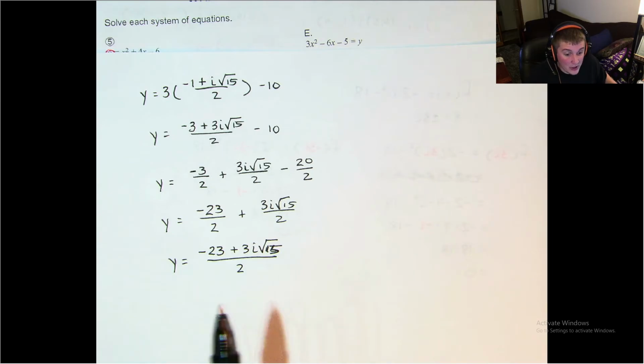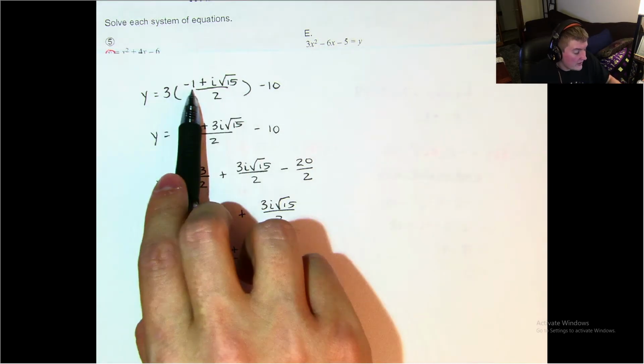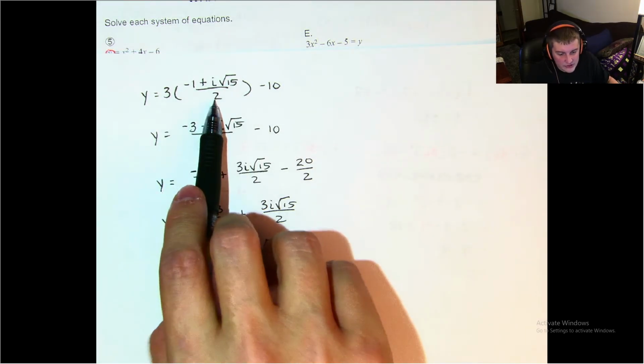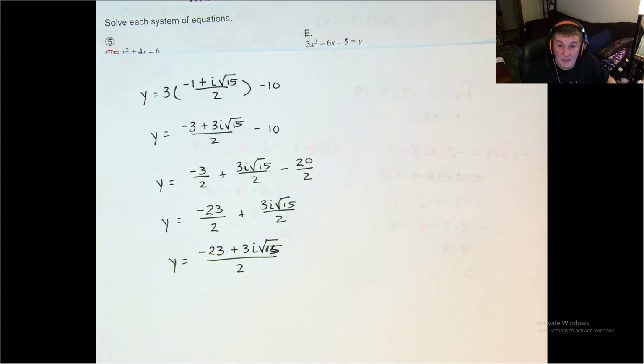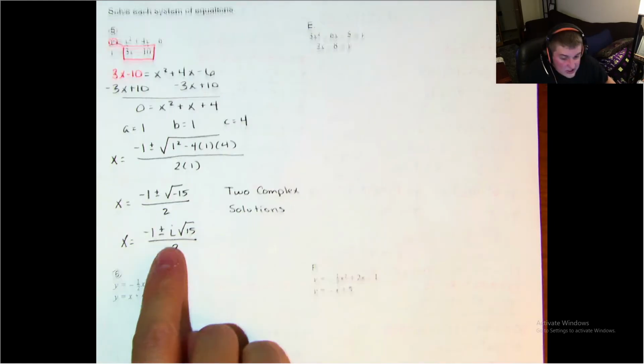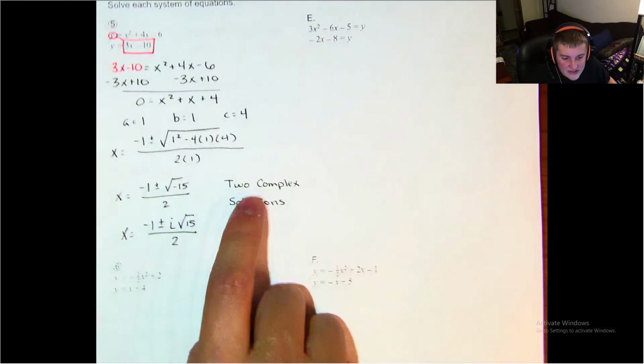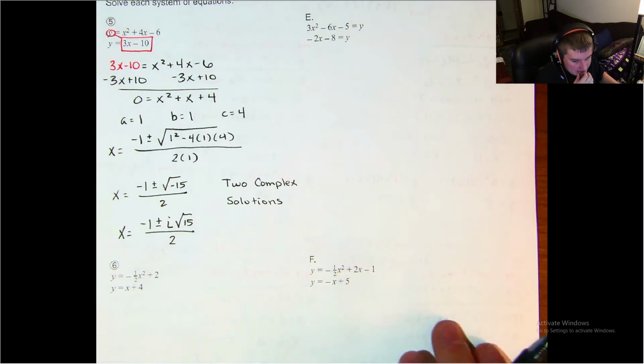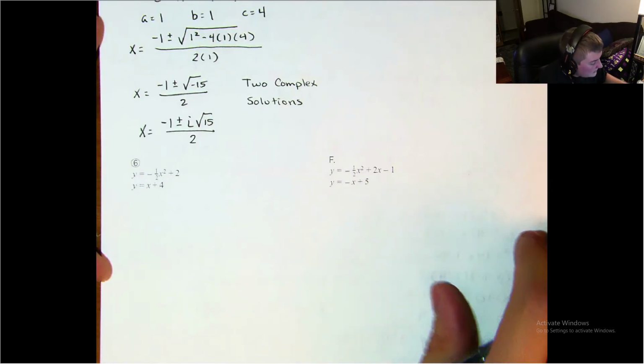So that's the x and y coordinate. You'd have to do the same thing for negative 1 minus i square root of 15 over 2. But again, I'm not requiring that. So once you're getting two complex solutions, go ahead and just give me the x values and tell me that it's two complex solutions. Okay, let's go ahead and do the next one.